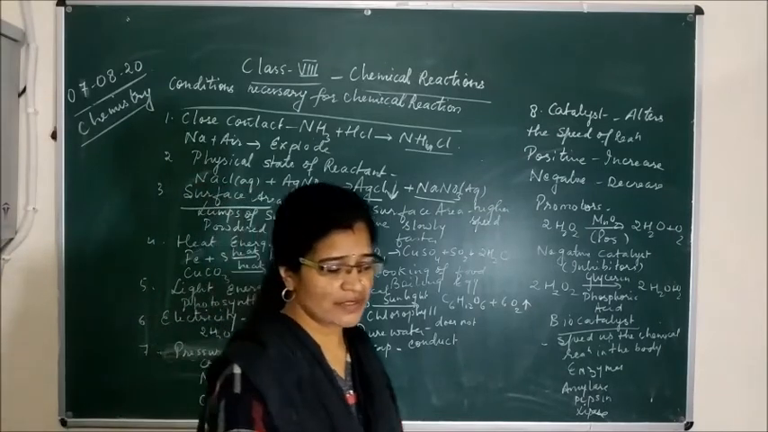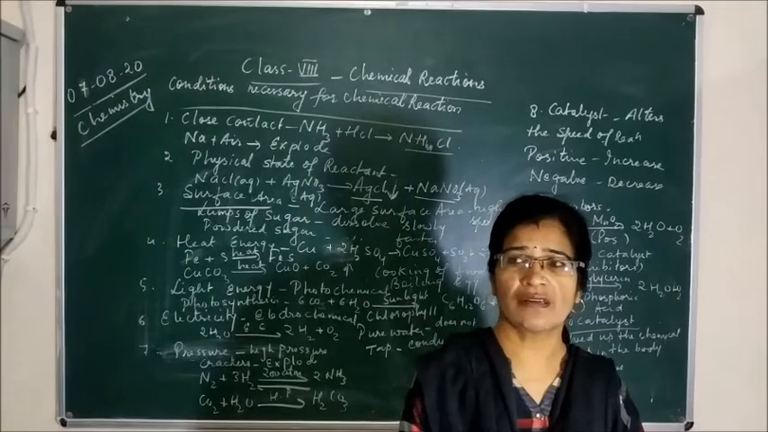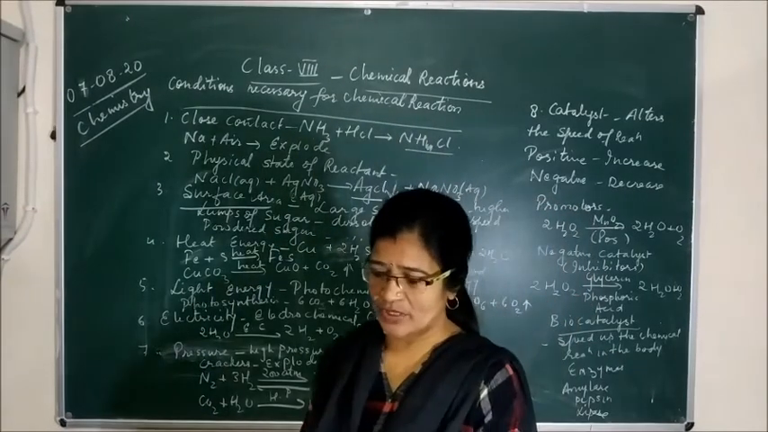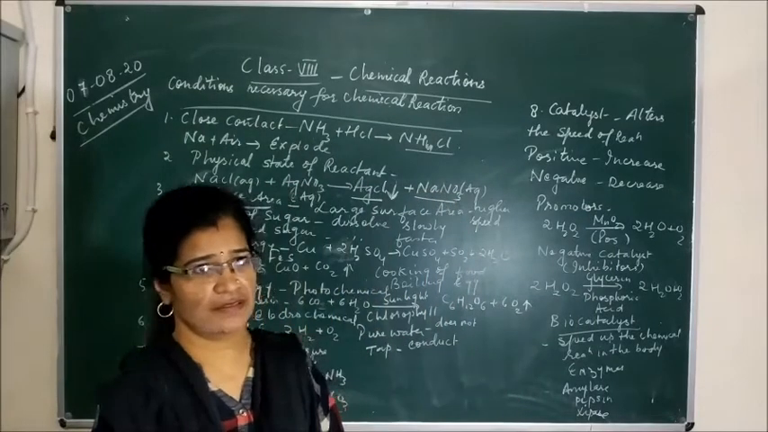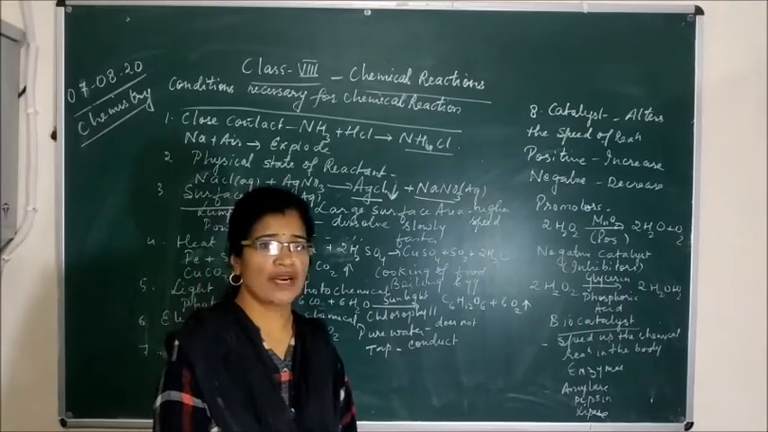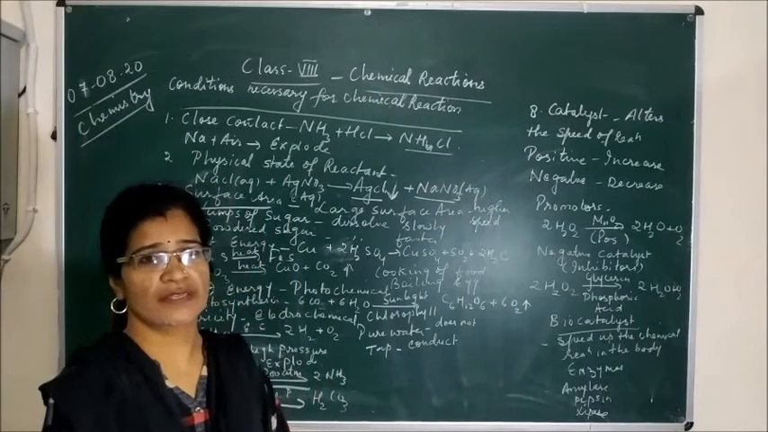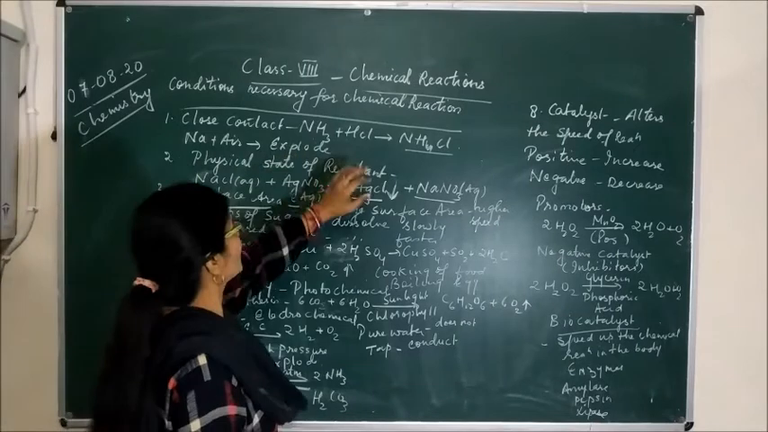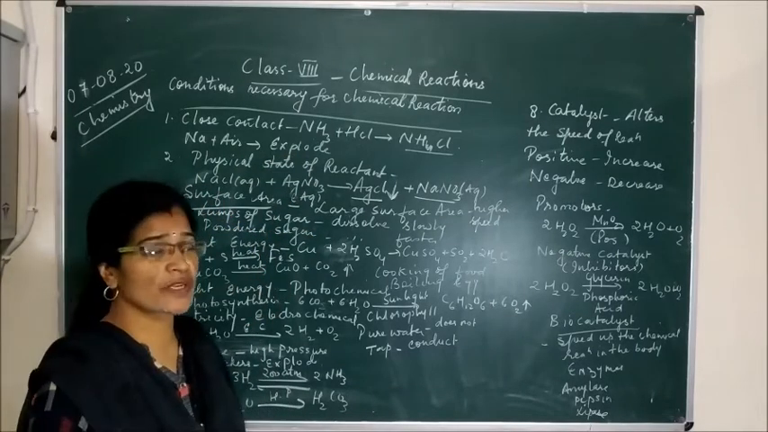Chemical reaction is a reaction in which the reactants combine together to form the product, and the reactants are always written on the left hand side and the product is written on the right hand side, and in between the reactant and the product an arrow sign is indicated, means this is called chemical equation, and chemical equation is always represented by the symbols. So the conditions necessary for chemical reactions we will discuss today.